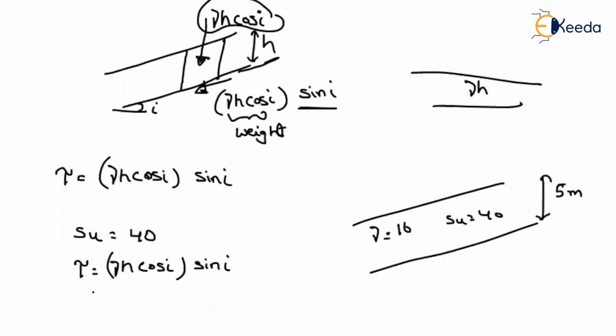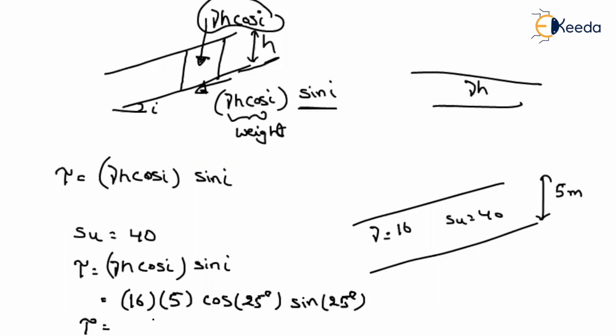Now, what about the gamma here? Gamma is nothing but 16. What about the height? 5. And what about the cos i? That is cos of the slope, 25 degrees. And what about sine? Sine of 25 degrees. Tell me how much you are getting for this tau. Do the calculation and tell me.